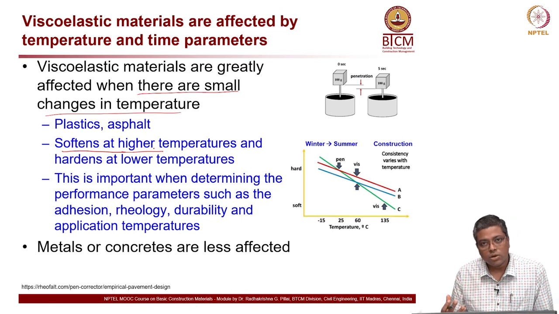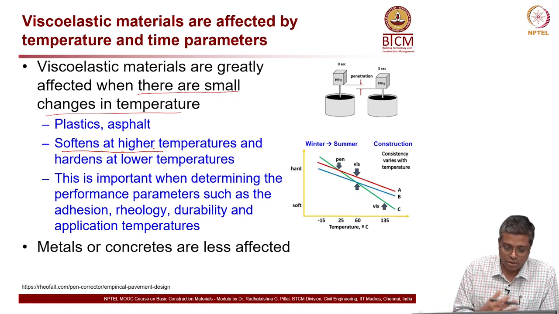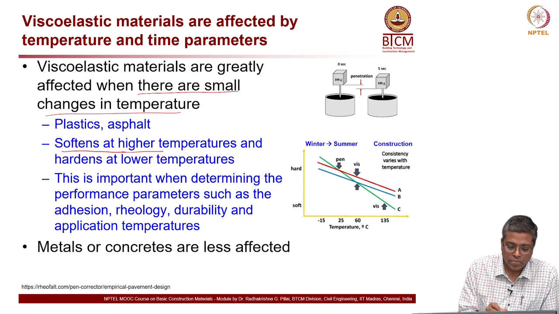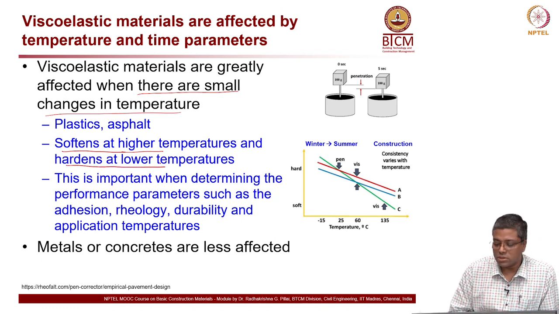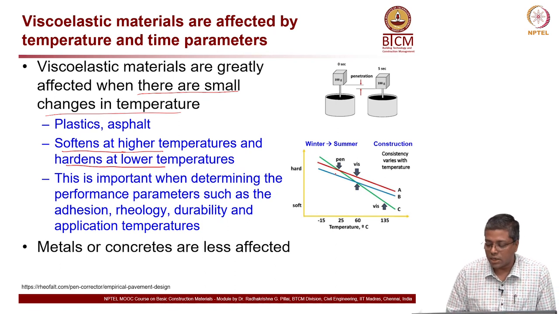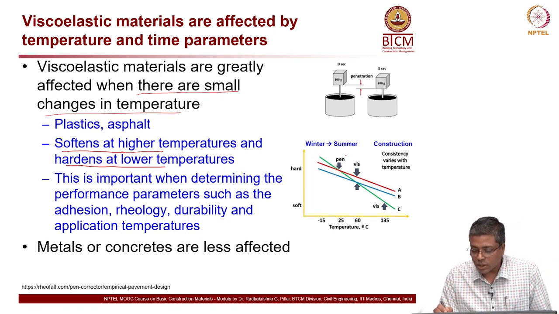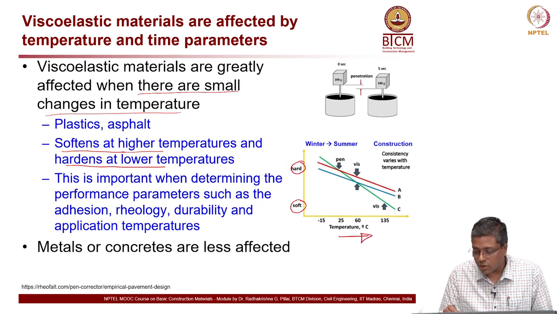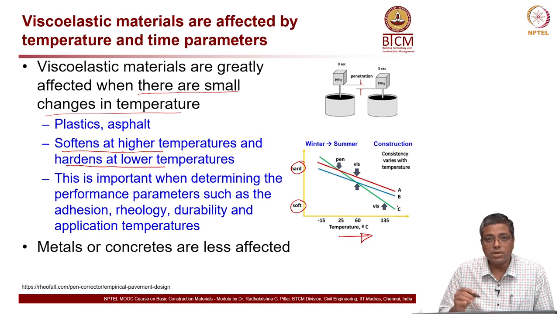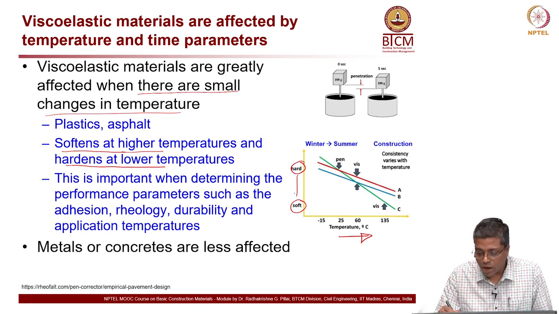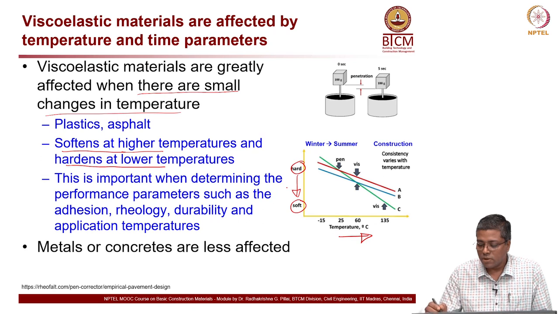When it is colder, it will be difficult to make it flow, and it softens at higher temperature and hardens at lower temperature. So, look at the graph on the right side bottom. You can see soft and hard as the temperature increases. As the temperature increases, the material goes from the hard to the soft case.